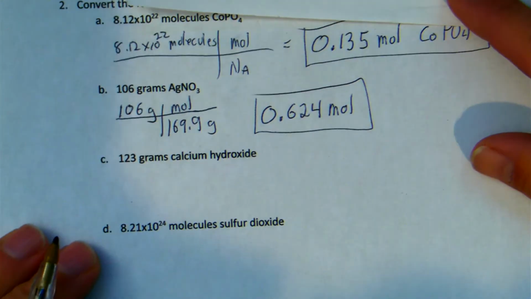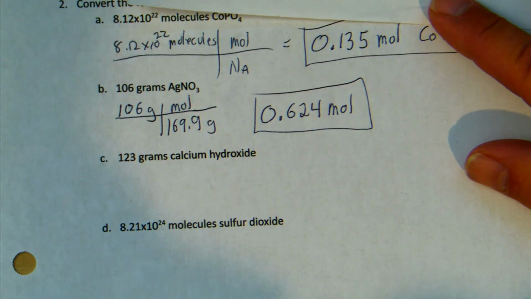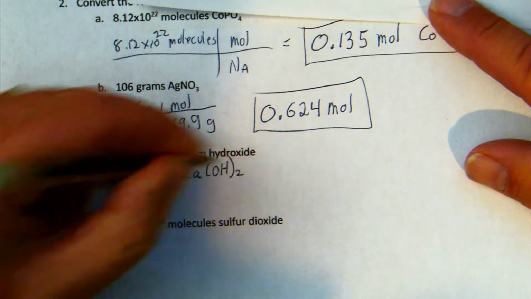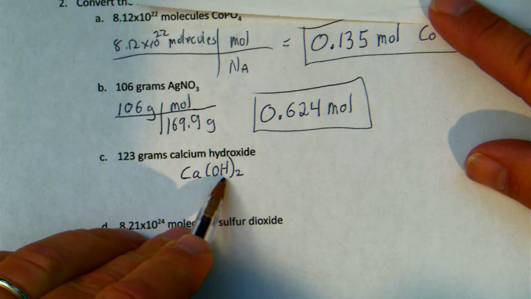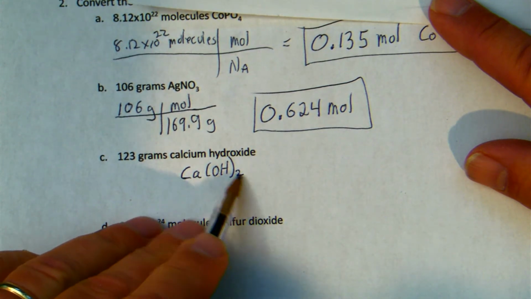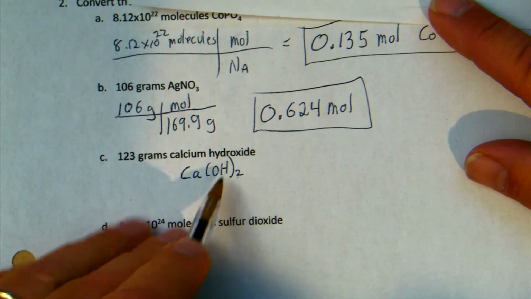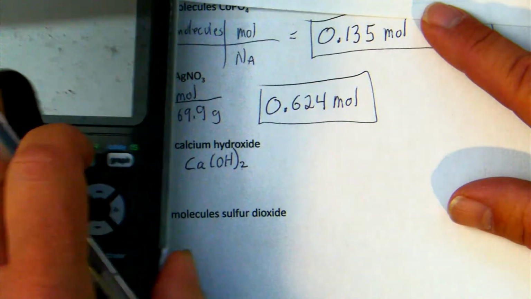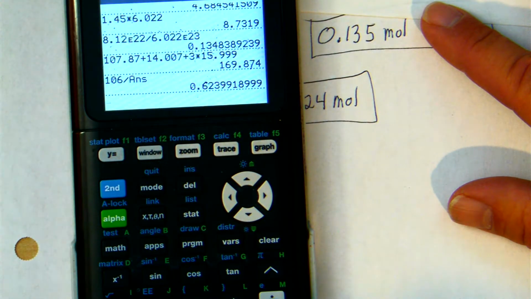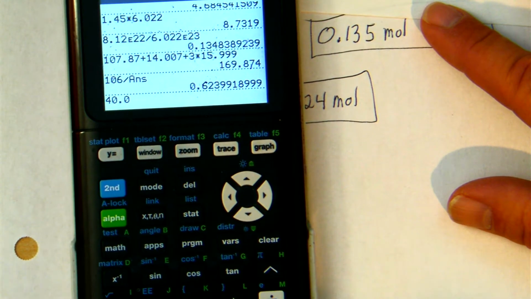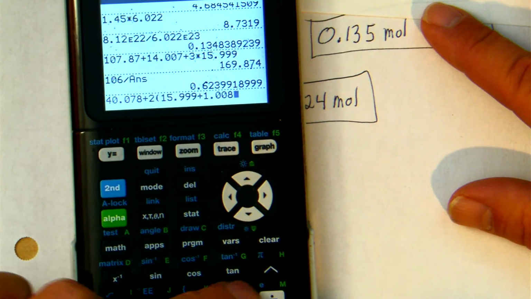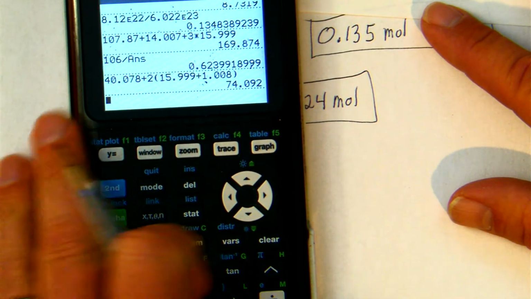Letter C, I have 123 grams of calcium hydroxide. Well, calcium hydroxide, I have to use parentheses because hydroxide is a polyatomic anion, and I need 2 of them, not 2 hydrogens. I need 2 hydroxides. So parentheses. Now that's neutral, and I need to know the gram formula mass of calcium hydroxide. So I sum together the mass of 1 calcium, 40.078, plus 2, open parentheses, oxygen is 15.999, hydrogen is 1.008, close parentheses, enter.